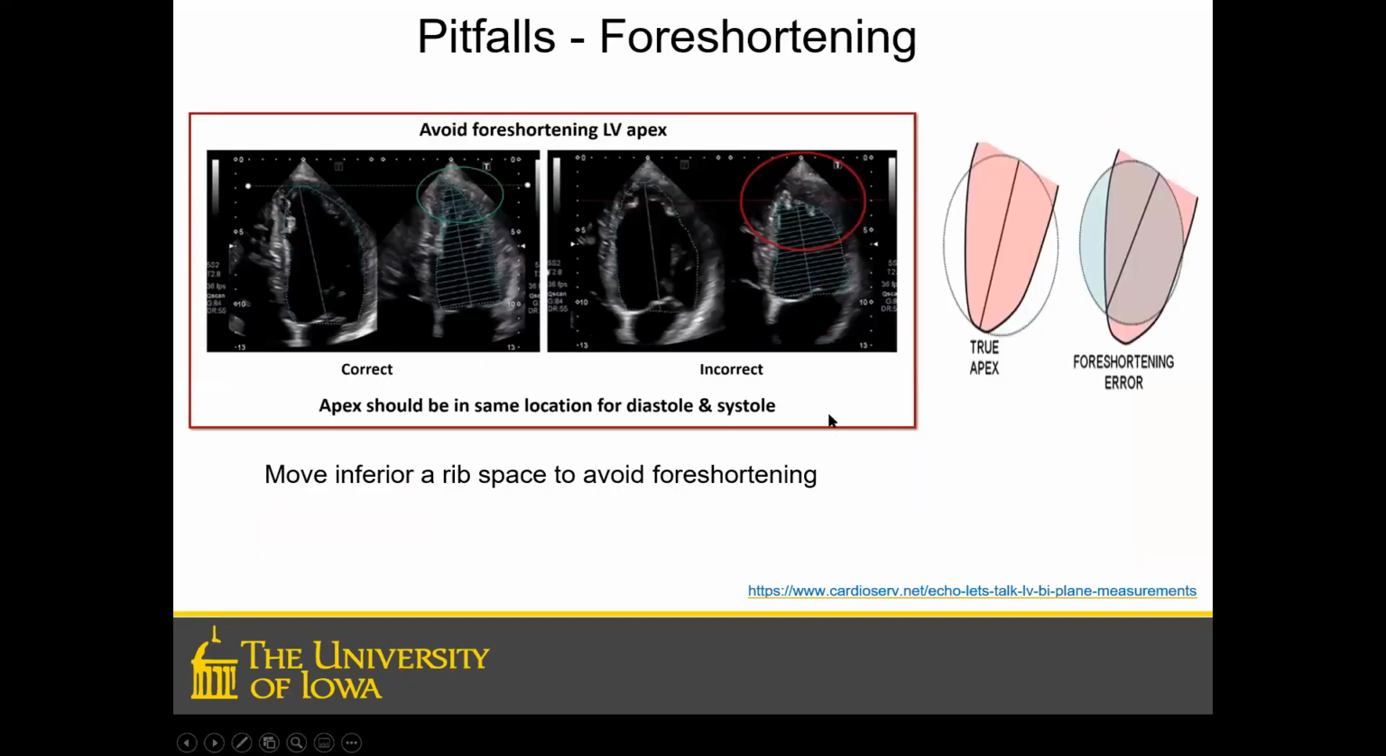This is an example of foreshortening. If you're in a true plane, the LV is nice and elongated. And if we're foreshortened, it just looks obviously shorter, like this one. So in this example, we really needed to come down one intercostal space if possible, so that we're getting a better systolic image.